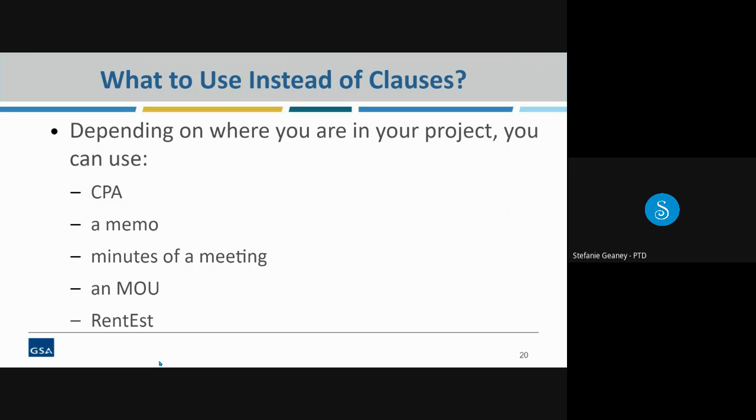Depending on where you are in your project, instead of the OA, you can use the CPA or Customer Project Agreement for planning and estimating, or Rent Desk for future budgeting. A memo, MOU, or meeting minutes could be used to document project-specific instructions or agreements.